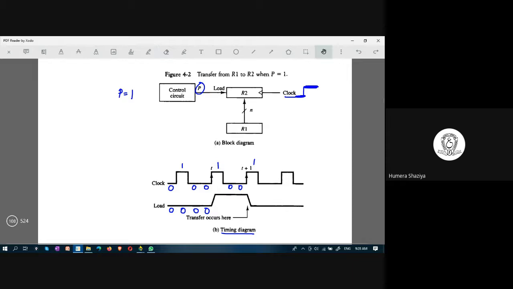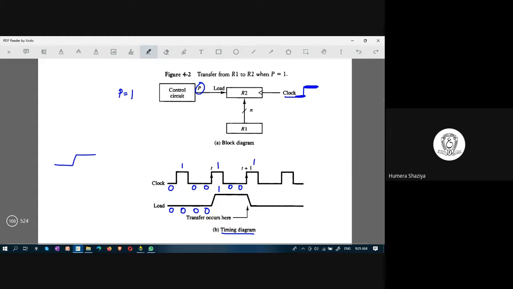Here at this time, load has become 1. When load is 1, at that time the clock should take a positive edge, meaning move from 0 to 1. When the clock moves from 0 to 1 while load is equal to 1, then the transfer happens. So when load has become 1 here, clock is 1 already; that time it will not happen. When it should happen, load is 1.